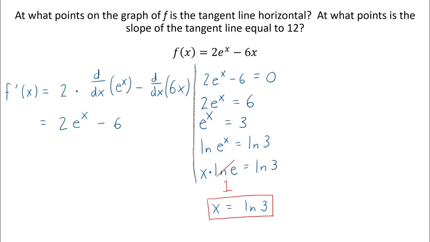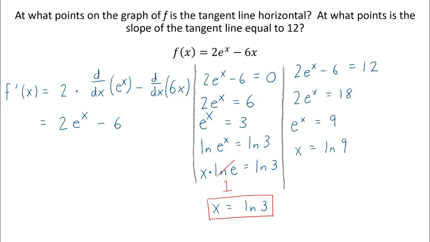Now let's find at what points the slope of the tangent line is equal to 12. So it's the same process. We now just take the slope function and set it equal to 12 and solve. Solving this equation in the same manner gives us x is equal to the natural log of 9.